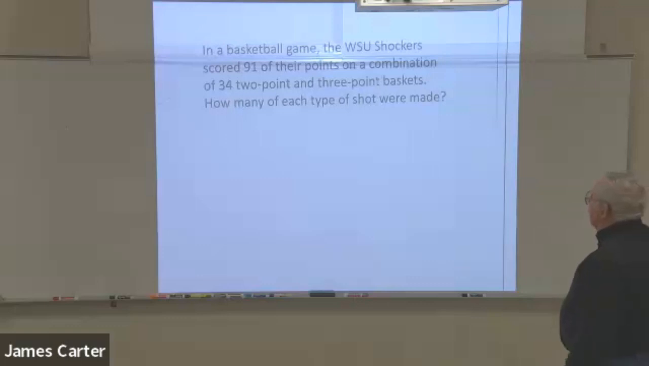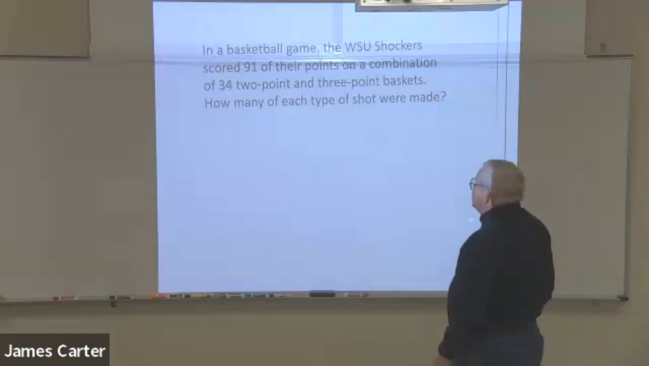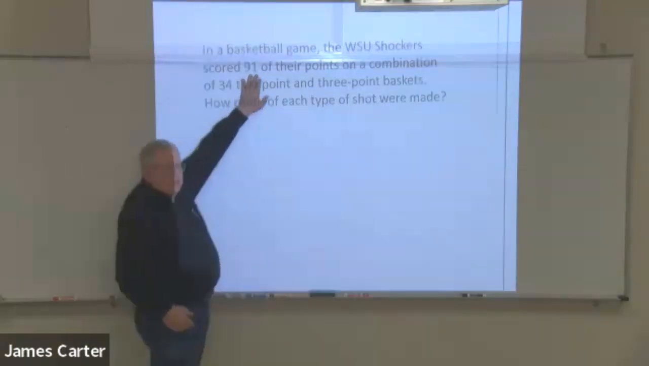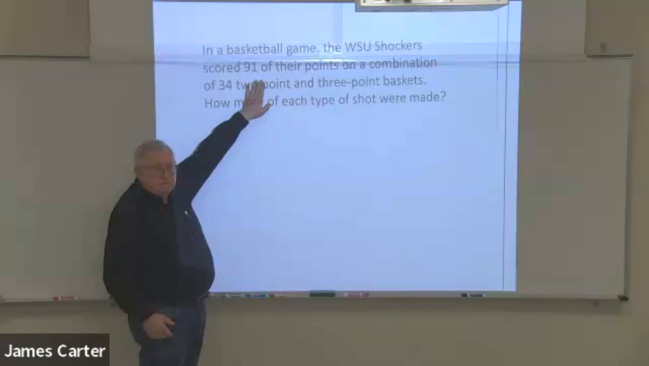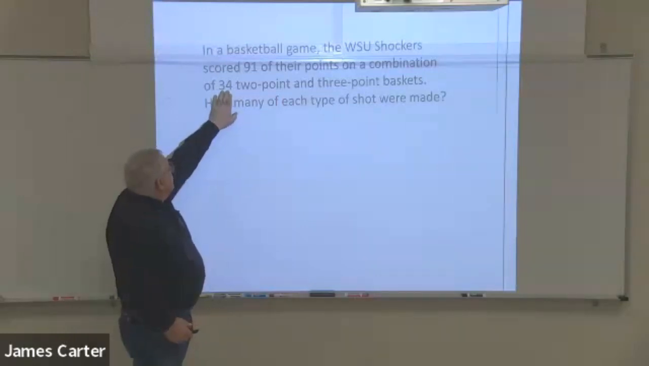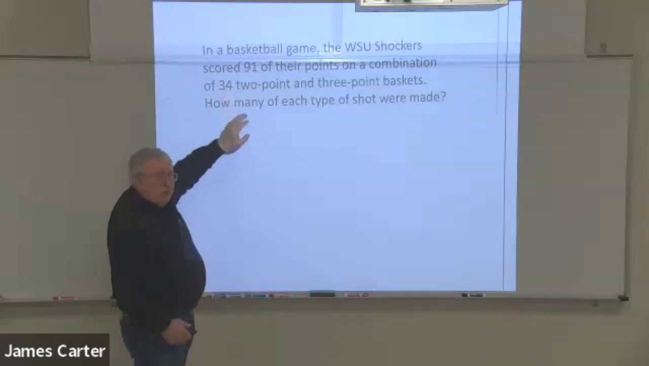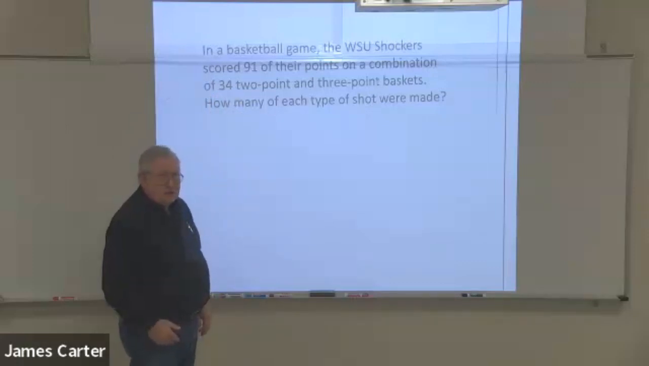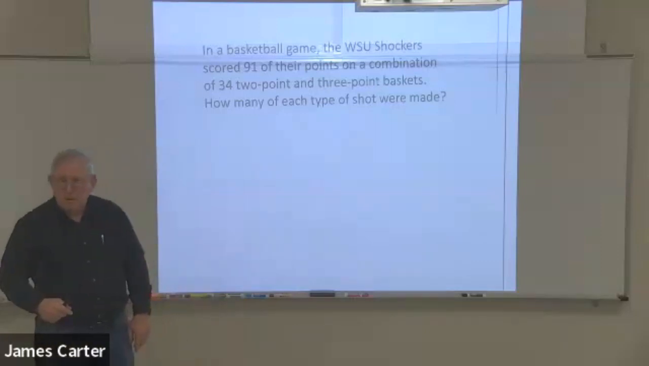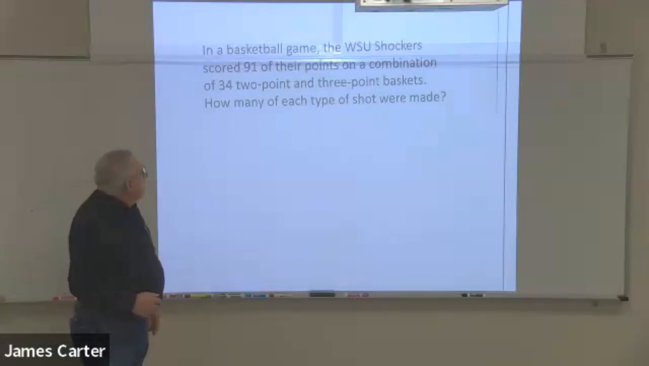So let's see what this problem is saying. That all of the shots that they took came up to 91 points. Points, 91. It says that all of their 2- and 3-point baskets came to 34 shots on baskets. They took 34 that they put up. Now, how many of each were made?